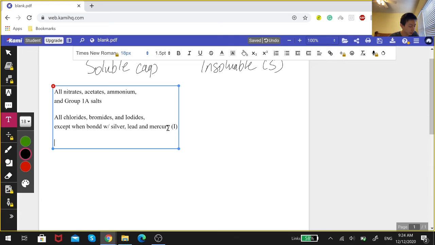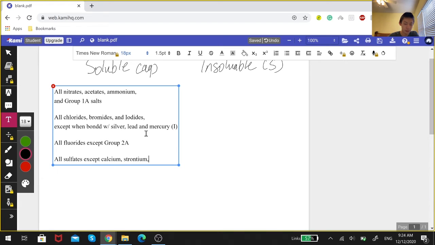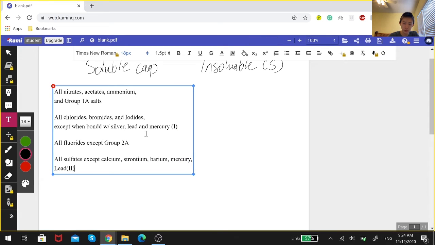Next, we have all fluorides except group 2A. So every single fluoride is going to be aqueous except when it's bonded with something in the second column, such as Be, Mg, Ca, Sr, Ba, or Ra. Now our next one, we state that all sulfates except calcium, strontium, barium, mercury, lead 2, and silver. All sulfate is SO4, and all sulfates will be aqueous except when it's bonded with Ca, strontium, barium, mercury, lead, and silver.